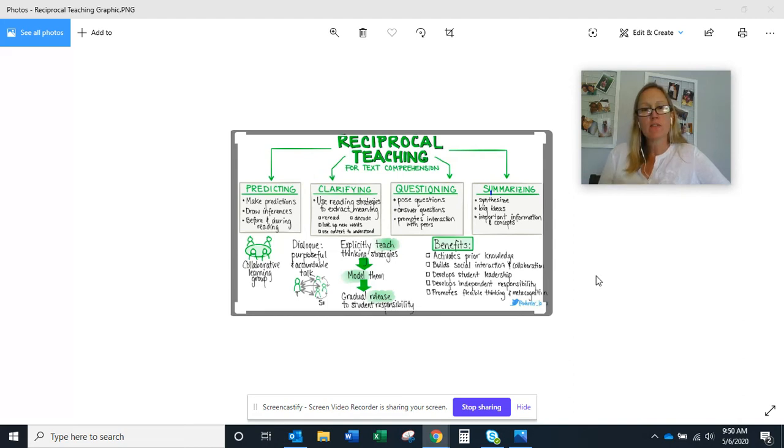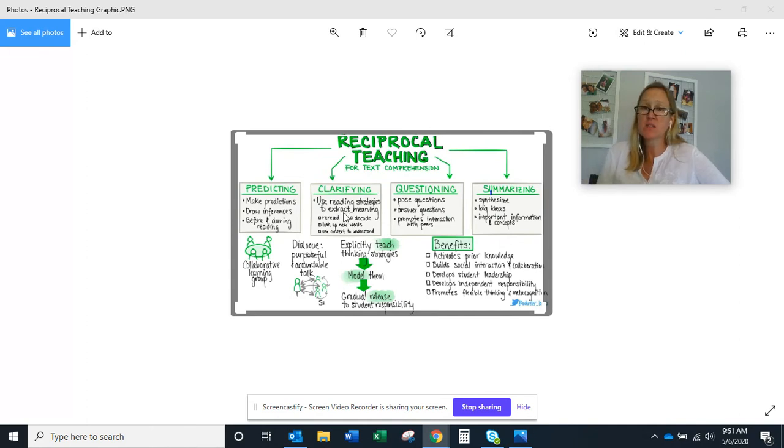So this visual here that I found, I'm a very generous teacher on the internet that shares ideas. I thought this was a great visual for us to look at. So as you can see here, there's that title, Reciprocal Teaching, and it's for text comprehension. I think you read in all your classes, so this is going to help you everywhere. And these are the 4 strategies that we use in reciprocal teaching. We predict, we make predictions, we draw some inferences, and we predict before and after reading. Clarify. Once we think we've gotten some meaning, we check to think, does this make sense?